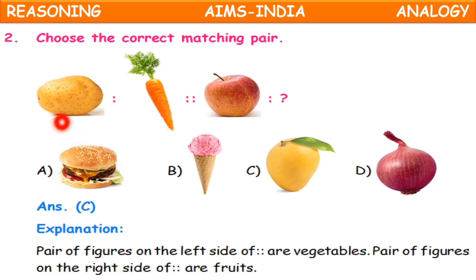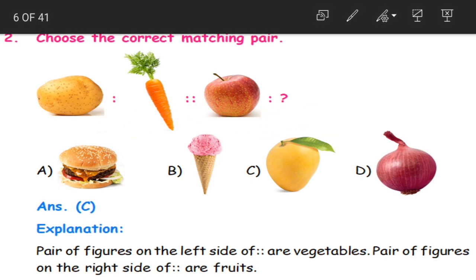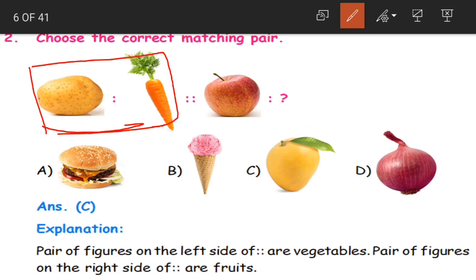Again, potato is to carrot as apple is to dash. See, what is the relationship? First study the relationship between the first pair. We are having potato and carrot. What are they both? How are they related? They both belong to the same group, that is vegetables. Both potato and carrot are vegetables.